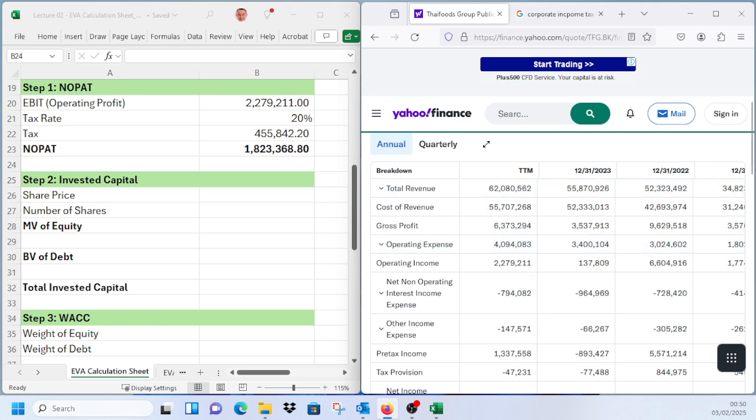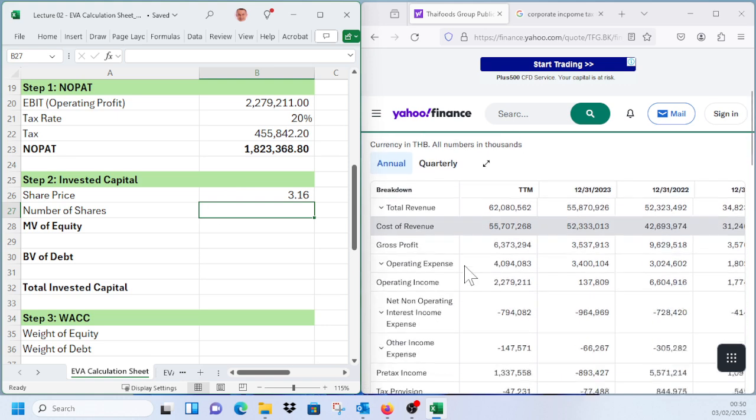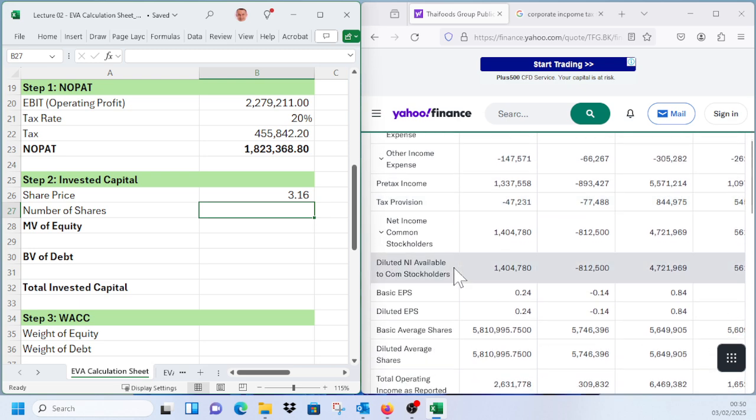And we have the share price. If we scroll up, 3.16 is the latest share price. So 3 baht and 16 satang is the latest share price. And now we need the number of shares. And the number of shares are listed down here.